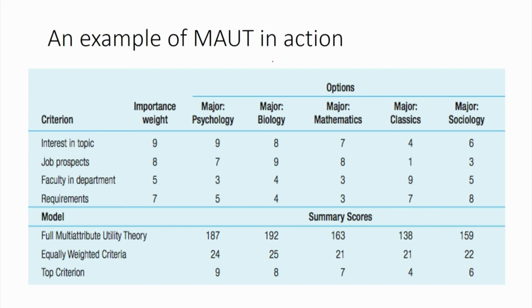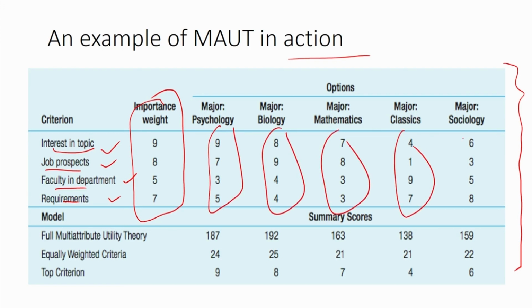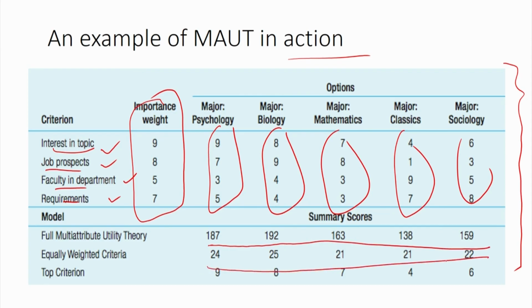For example, look into this. Suppose this is a particular scenario which I have created. The criteria on which you want to select a school are interest in topic, job prospects, faculty in the department, and requirements. These are the weights that you give to them, and these are the majors that you would like to choose. Once you look into this, each ranking multiplied by the weight will give you a final summary score. This is the multi-attribute theory, this is the equal weighted criteria, and this is the top criteria, and based on that you will finally be able to decide which college you would like to go to and which college you would like to avoid. And so, this is the multi-attribute theory, which is again a normative model of decision making.